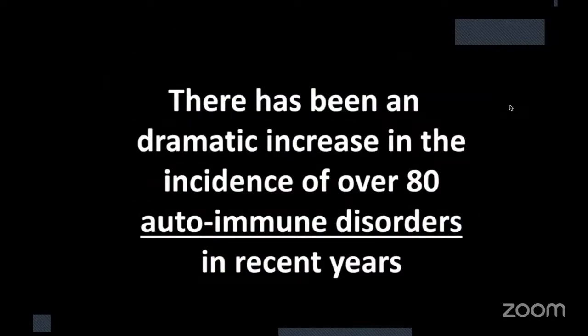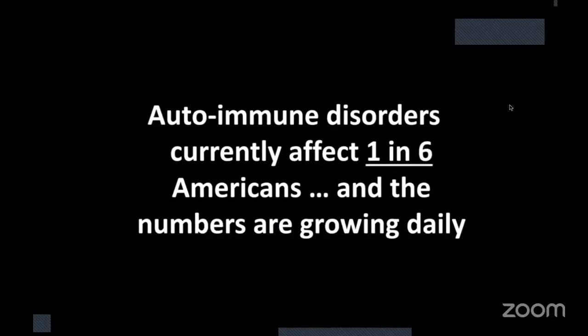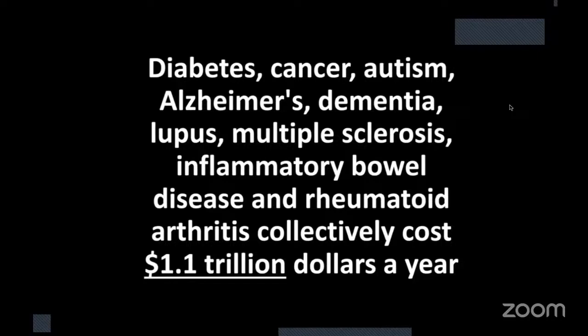There's been a dramatic increase in the incidence of over 80 autoimmune disorders in recent years. That's where the body's immunity is not functioning effectively. They currently affect 1 in 6 Americans, and the numbers are growing daily. It's going to be 1 in 5, 1 in 4, 1 in 3, 1 in 2 very, very quickly. So what are autoimmune diseases? They're non-infectious diseases that include things like diabetes, cancer, autism, Alzheimer's, dementia, lupus, multiple sclerosis, inflammatory bowel disease, rheumatoid arthritis, etc. They're all dysfunction within the body.